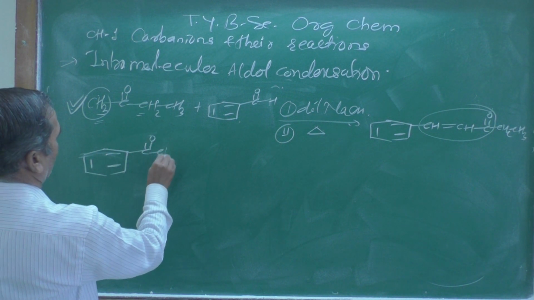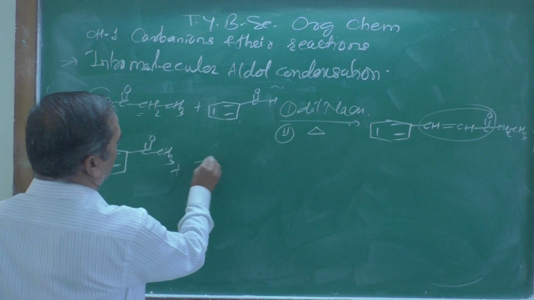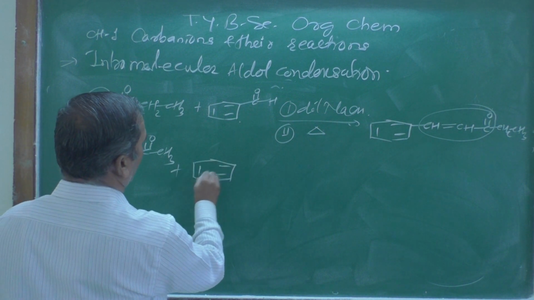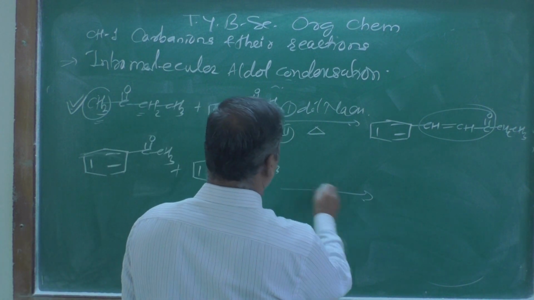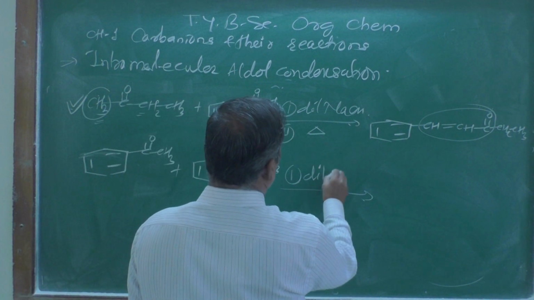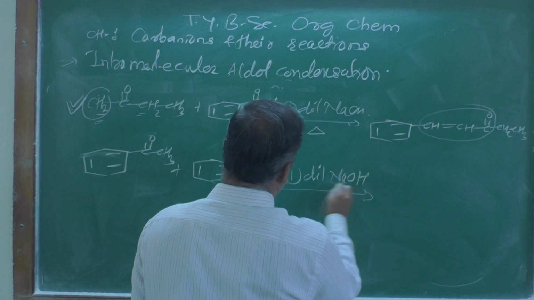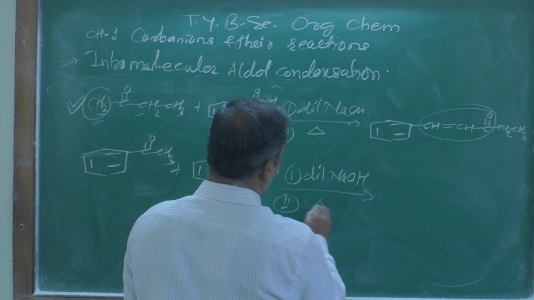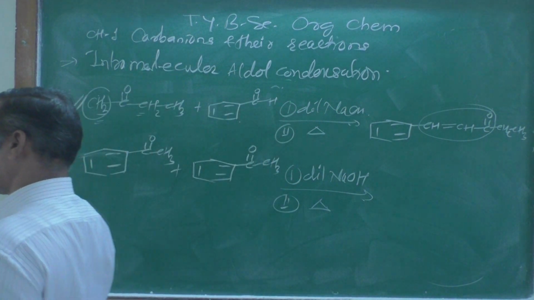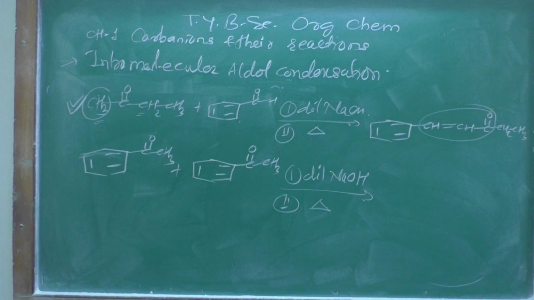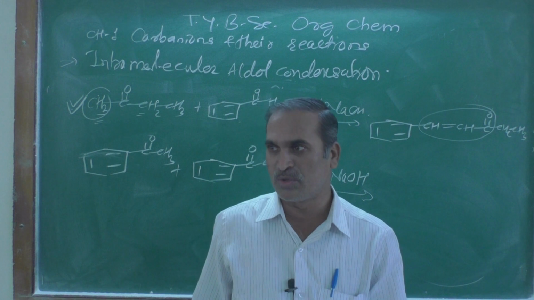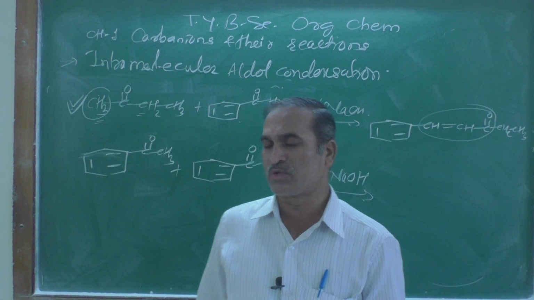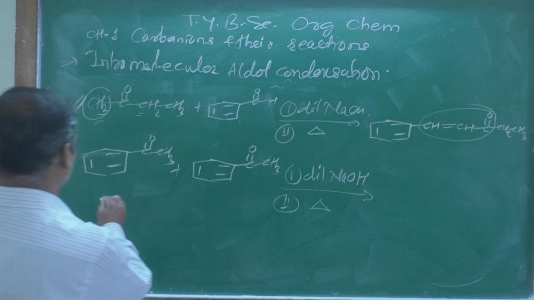Now suppose you have this compound, C double bond O, CH3, and again another C double bond O, CH3, and I am taking first dilute sodium hydroxide, NaOH, and second just heating. What will be the product you are going to get over here? Look at these two. What is the IUPAC name of these two compounds? The IUPAC name of these two compounds is acetophenone, as we know.